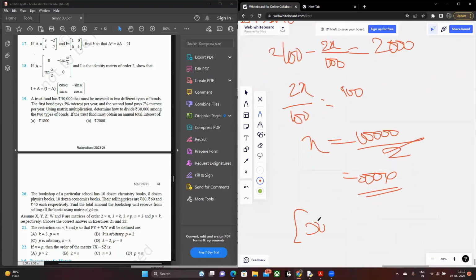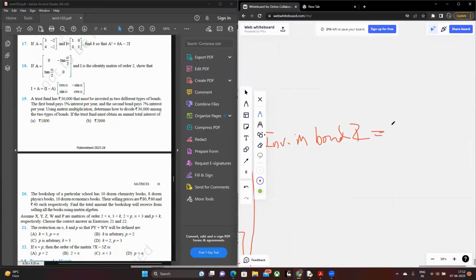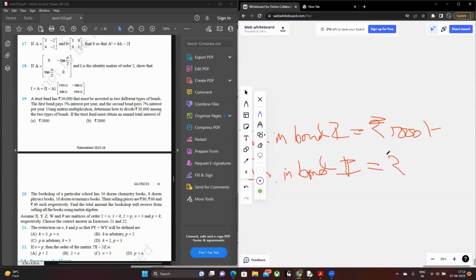Therefore, your investment matrix is going to be 5,000, and you have 30k, then this is 25,000. Therefore, the investment in bond 1 is equal to rupees 5,000 only. Investment in bond 2 is 25,000. That is question number 19.